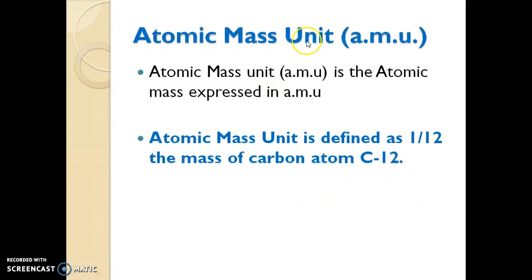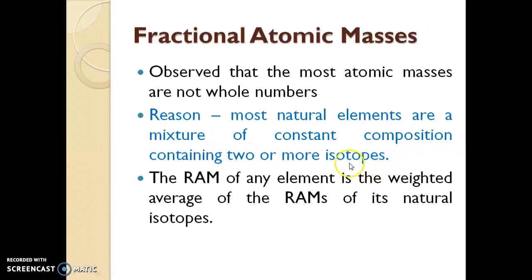Now what is atomic mass unit? This is known to you. This AMU is generally defined as 1/12 the mass of a carbon atom C12. Now these are the definitions, and whatever you have to do in real sense, like calculations, you have to do the same way you have done till now.